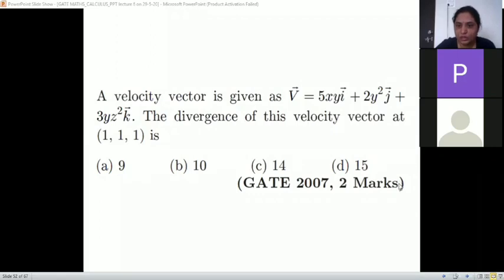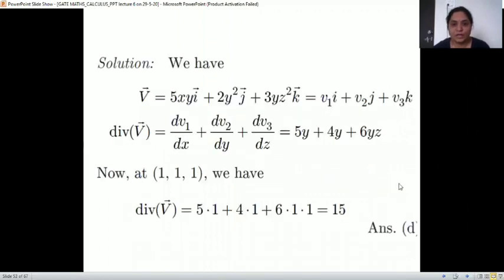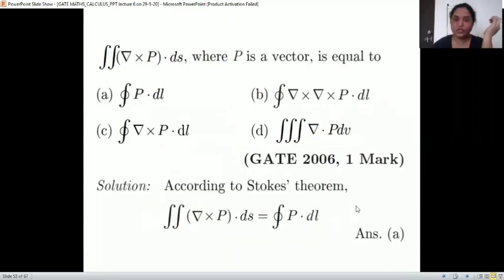So have you solved this? Please tell me the answer. Option D. Option D, 15. Can we check? Okay. Yes, it is 15. So divergence of V is 5y plus 4y plus 6yz, and at the point (1, 1, 1), it is 15. Very good. Sure. Next.